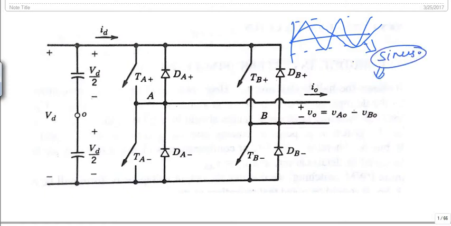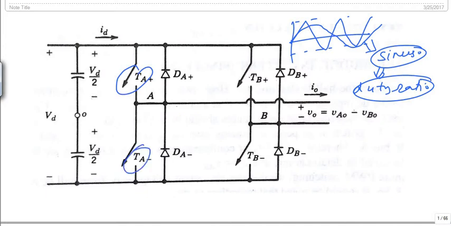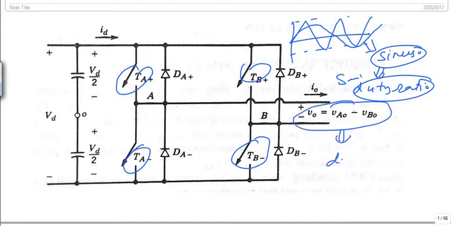By varying this amplitude, we control the duty ratio, called the switch duty ratio, of these switches. And by varying this switch duty ratio, we can control the output at a desired frequency, and we can get our output as per our requirement.